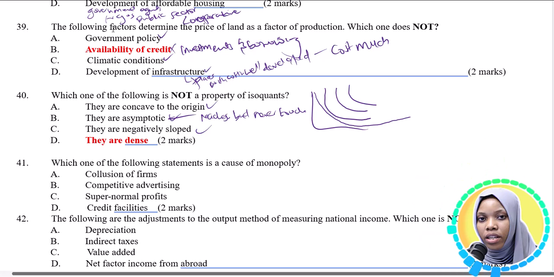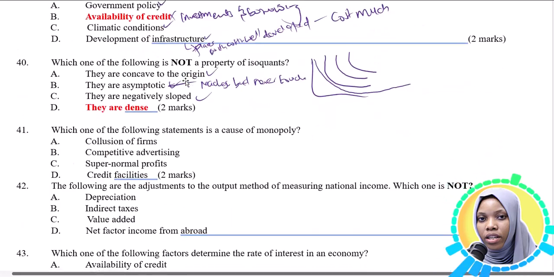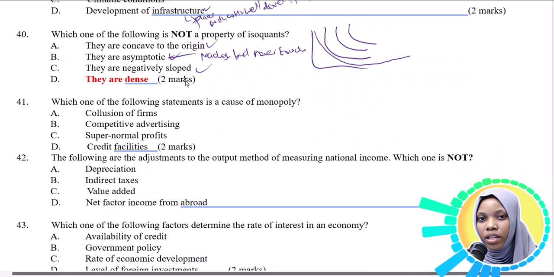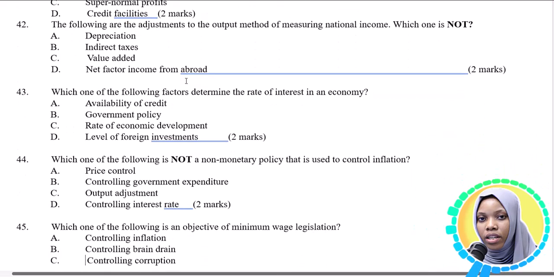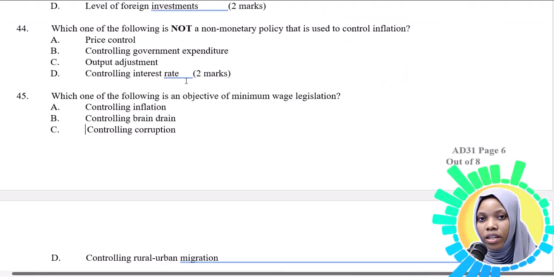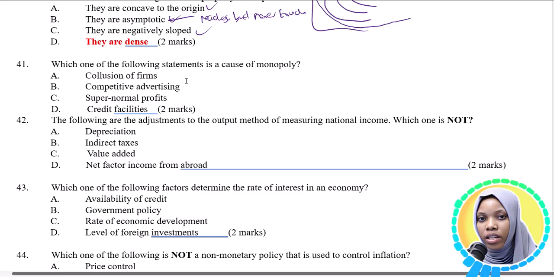Welcome back. Still on Principles of Economics past paper. We did up to question number 40. So we are now going to move very fast to question number 41, which reads, which one of the following statements is a cause of monopoly?